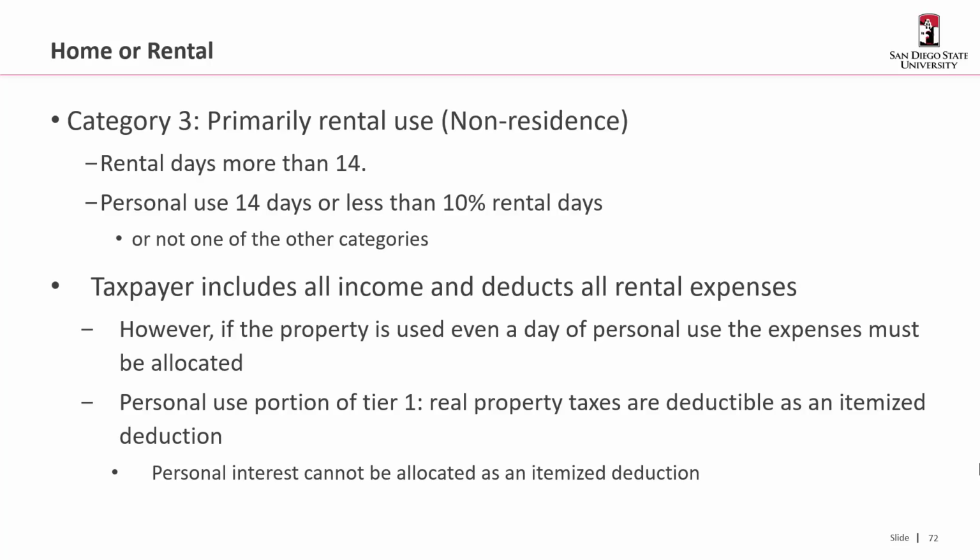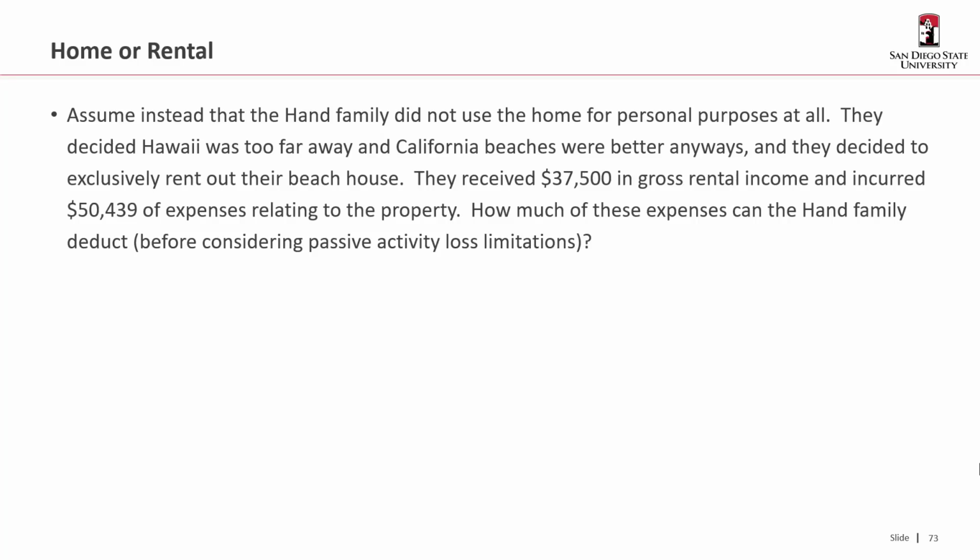The personal use portion of Tier 1, real property taxes are deductible as an itemized deduction. However, if you're a category 3 and you've only used this home for personal use for 14 days or less than 10% of the rental days, you do not get to treat it as a principal residence. And as a result, you may not deduct your personal interest, your mortgage interest on that home as an itemized deduction. You can, of course, always deduct the rental portion.